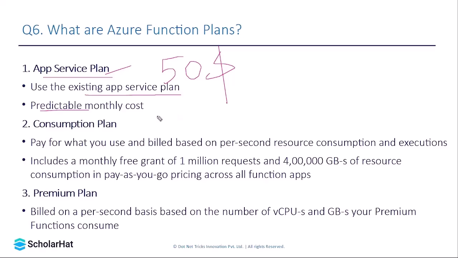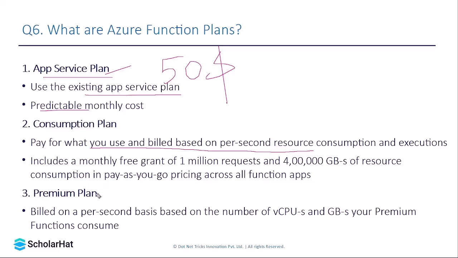If you are going with a consumption plan, you have to pay for the amount of resources you are using as an Azure function on a per second basis. A consumption plan gives some free requests every month, and once that is used up, it will charge you according to the pricing model, based on the million requests of compute or how many resources you utilize.